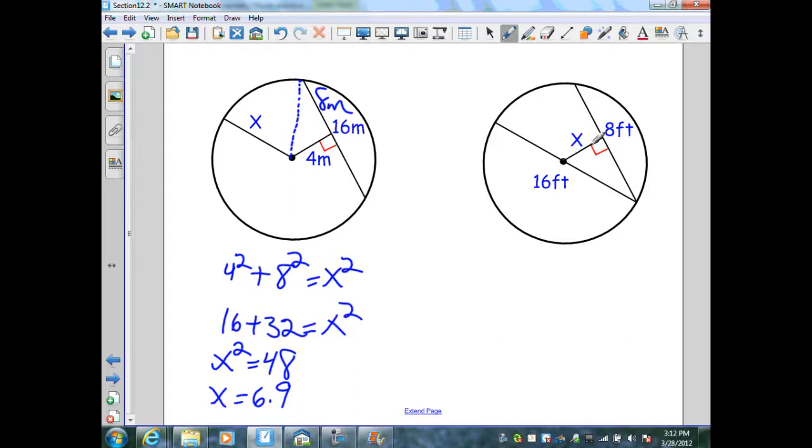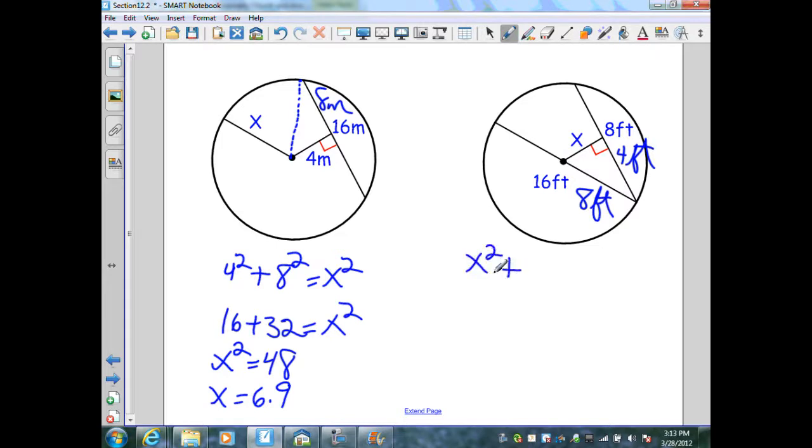In the next diagram, I want to find the distance between the center and the chord. I know that the radius is bisecting the chord, therefore this part of the chord is 4 feet. I'm given a diameter that is 16 feet long. I know that the radius, therefore, has to be 8 feet. Now I can use the Pythagorean theorem again to determine x, which is the distance the chord is from the center of the circle.